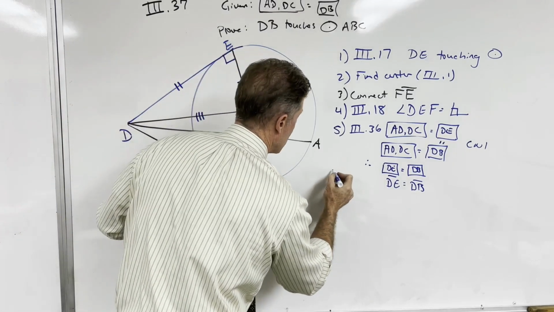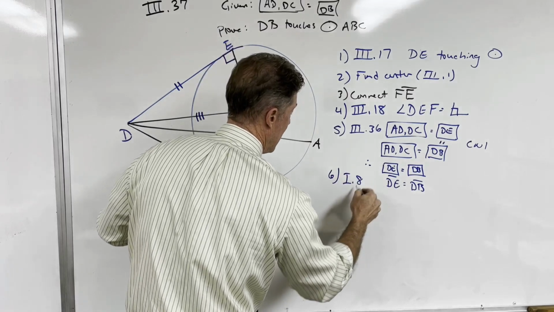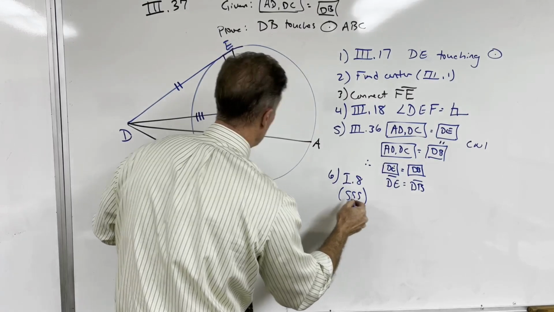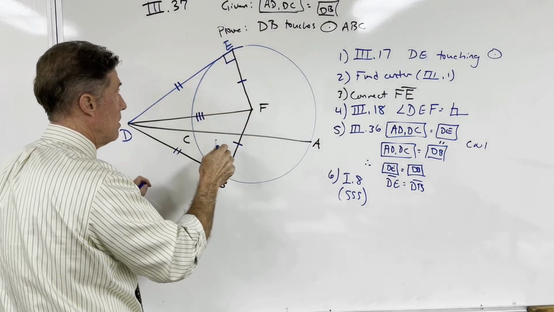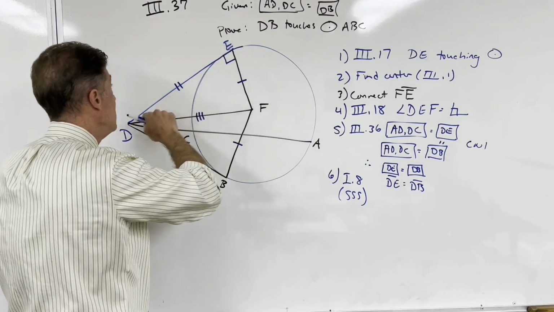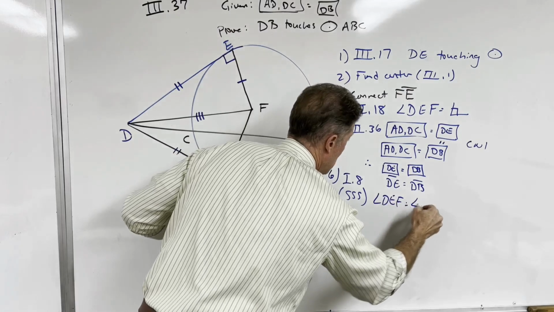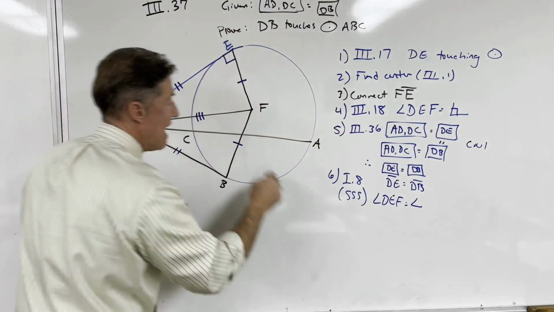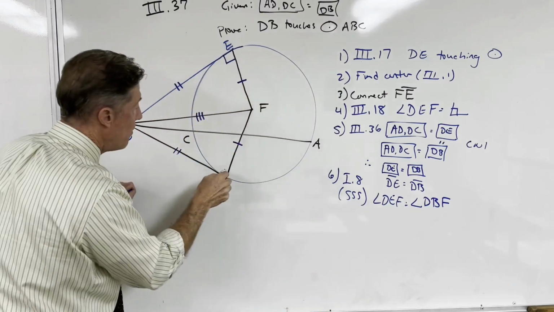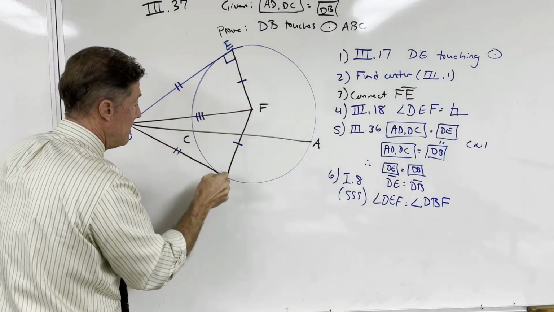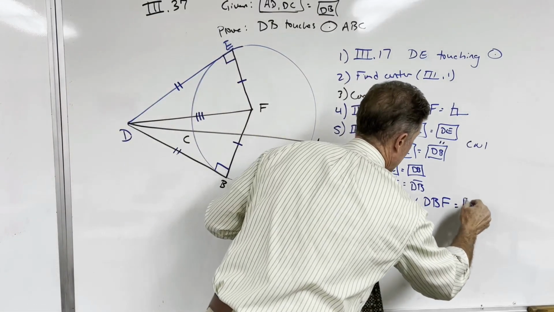And so if we invoke our side, side, side proof of the equality of triangles from Book 1, Prop 8, not only can we prove that the triangles are equal in every respect, but their corresponding angles are equal. And in particular, the angle DEF will be equal to angle DBF. Since DEF is a right angle, and these angles are equal, therefore this will be a right angle. So they are both right angles.